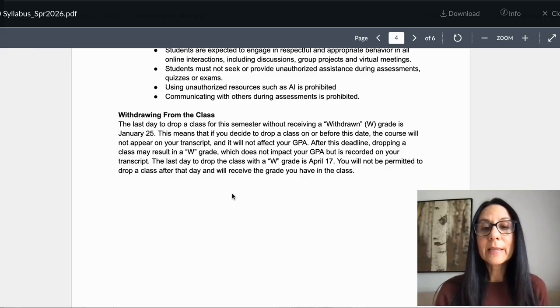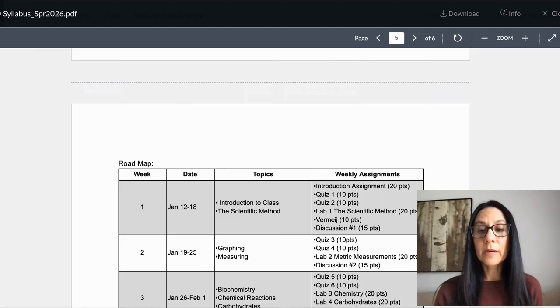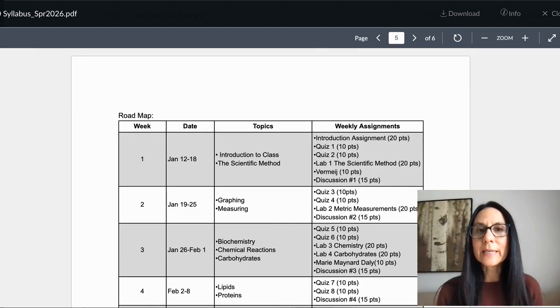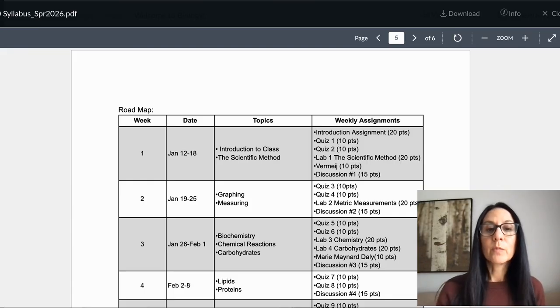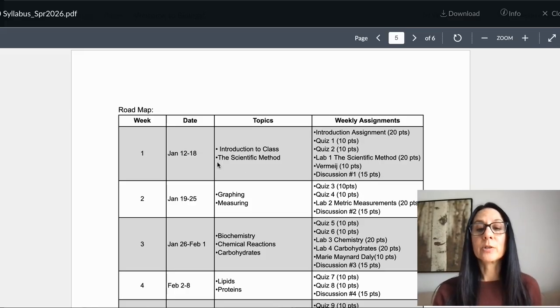Okay, and then the last couple pages are just the schedule. This is like a roadmap for us. If you are very tactile and you need to see hard copies of things, which I am very much like that, print these out and then you can just follow along as we go through the week. So the first week, which we're in right now, there's an introduction to the class, which you are doing right now. And then there's the scientific method. So we're doing 2 things this week.